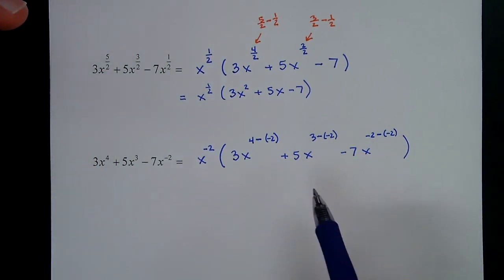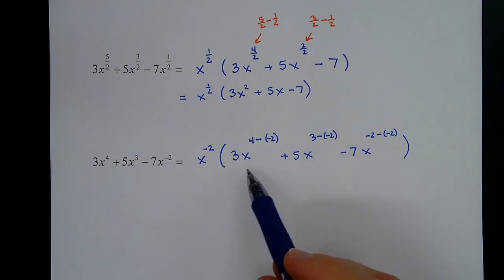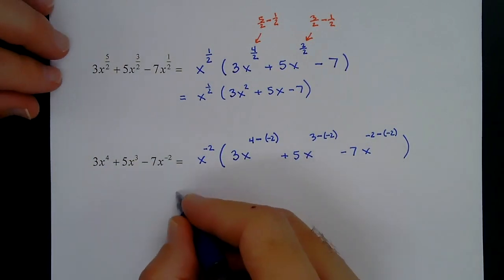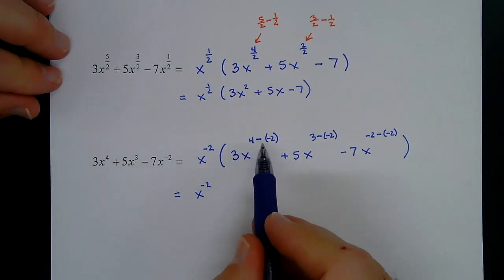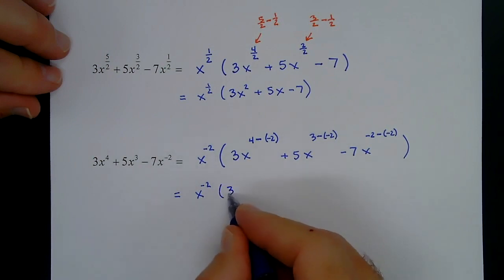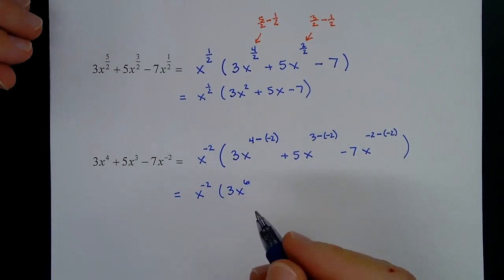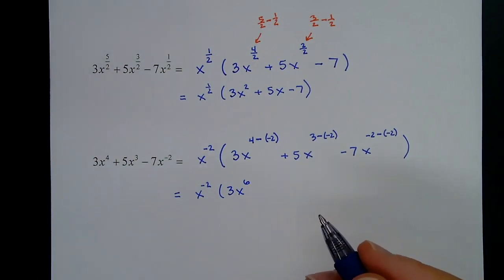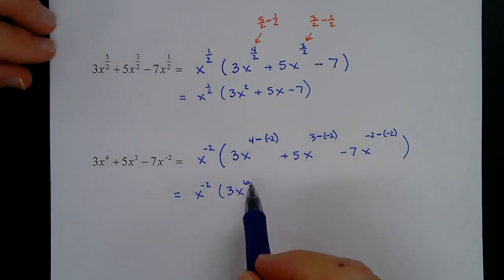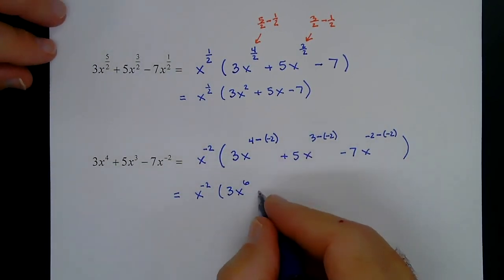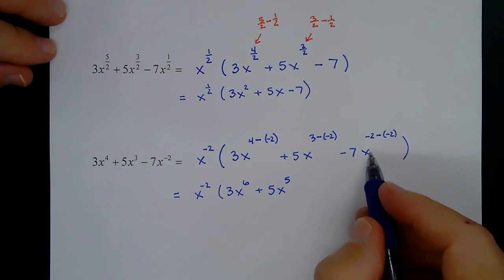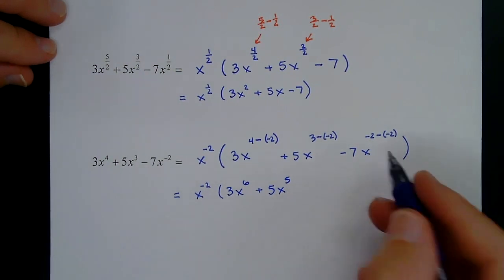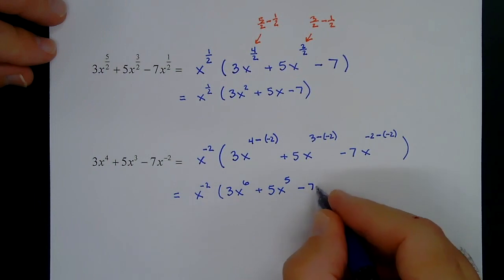Now, I'd like you to do this in your head, but I'm okay if you need to write it out, okay? So this is x to the negative 2. This actually becomes 4 plus 2, so this is 3x to the 6. What actually happened is our powers got bigger, right? Because we were removing a negative power, which actually becomes addition here. And then this one becomes plus 5x to the 5th power. And this is going to be minus 7x to the 0. X to the 0 is 1, so that's just minus 7.